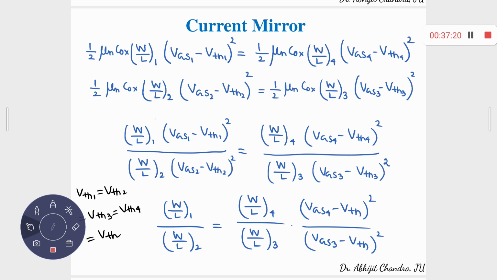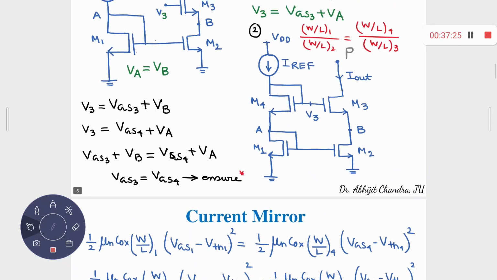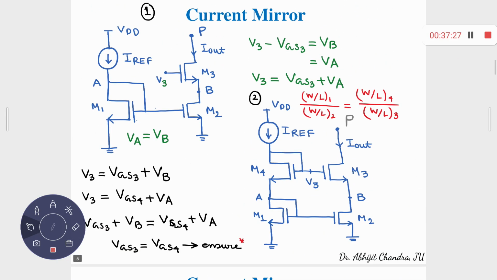So that is the condition: 1 by 2 is equal to 4 by 3. If this condition holds good, then I can have this current copying.